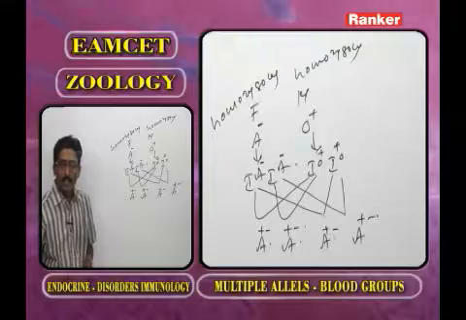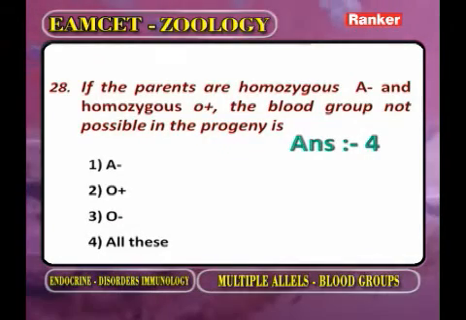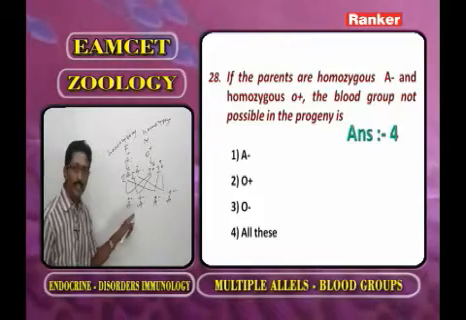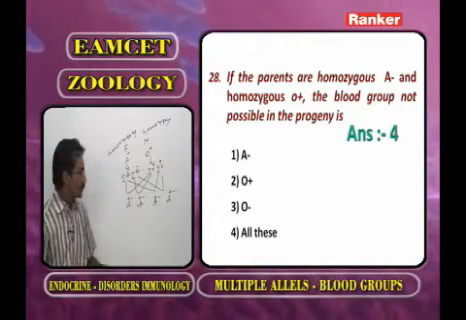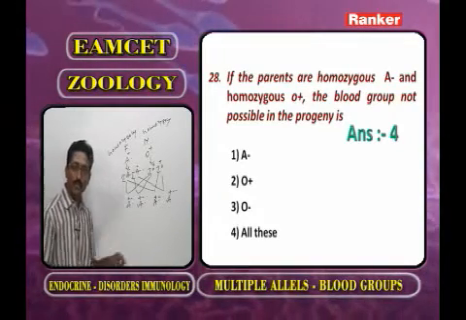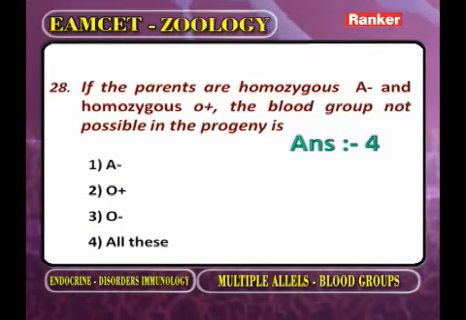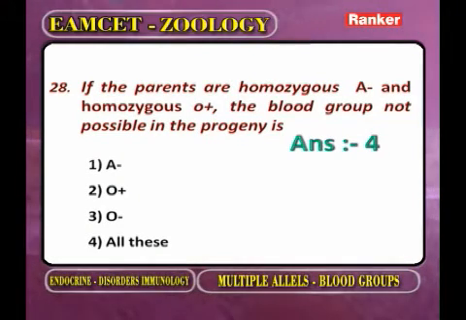Here, the first option, A negative, that is not possible. Here, A positive. And O positive, we are not getting the O. And O negative, we are not getting the O negative. So, all options are not correct. The correct answer is the fourth one. We are not getting A negative, O positive, O negative. What we are getting? Only A positive.